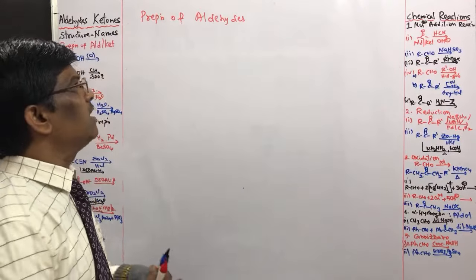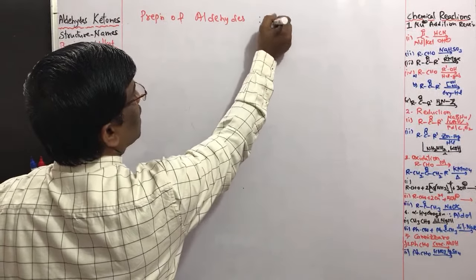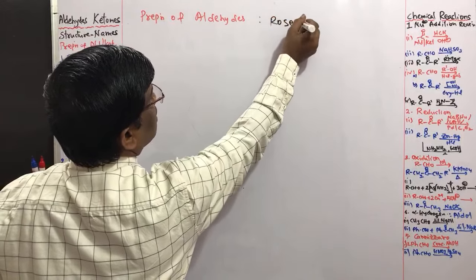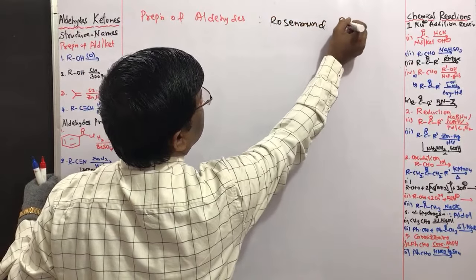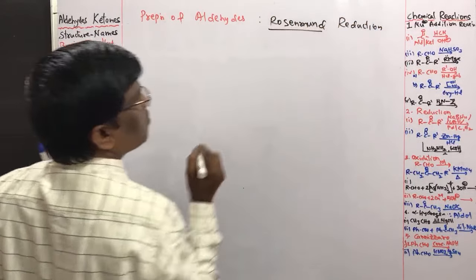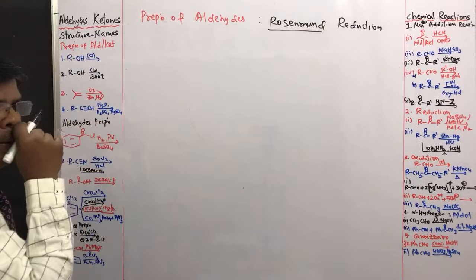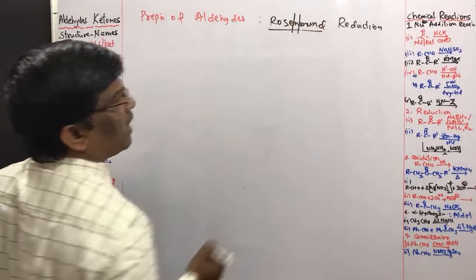Dear students, let us see the preparation of aldehydes by Rosenmund reduction. Rosenmund reduction. So it is very simple, students. The name is Rosenmund. So Rosenmund reduction.